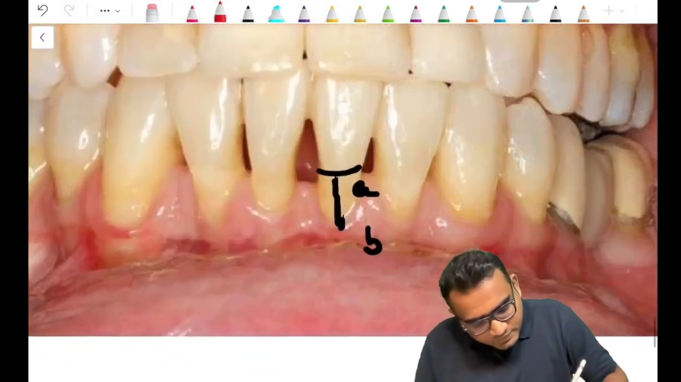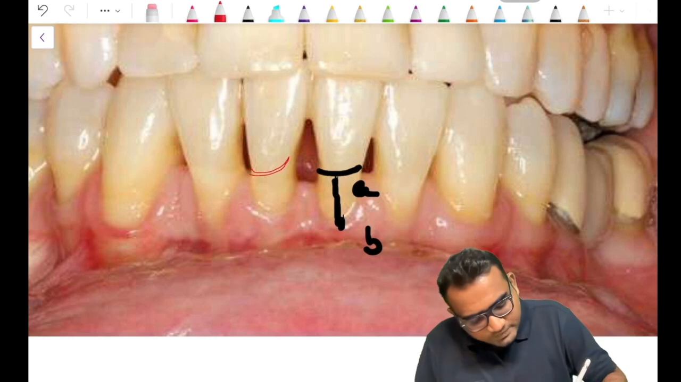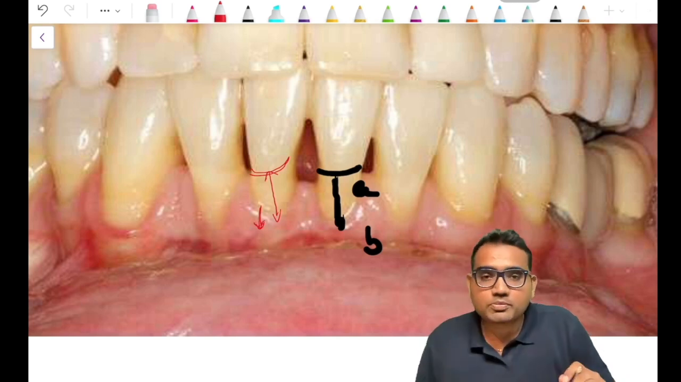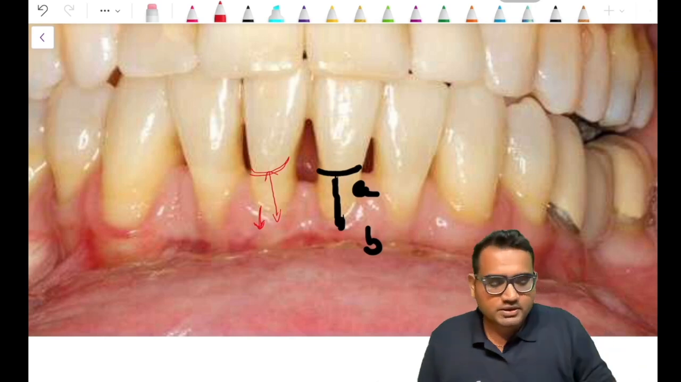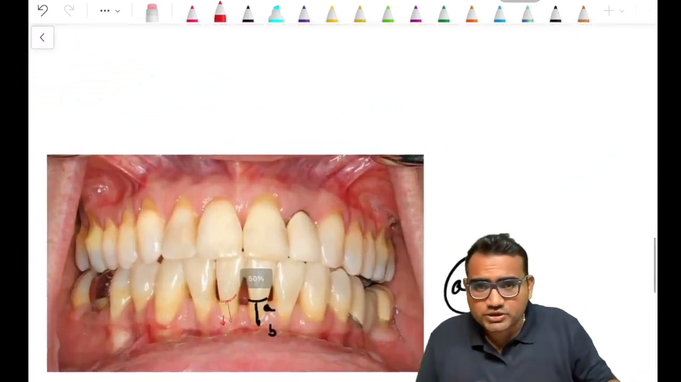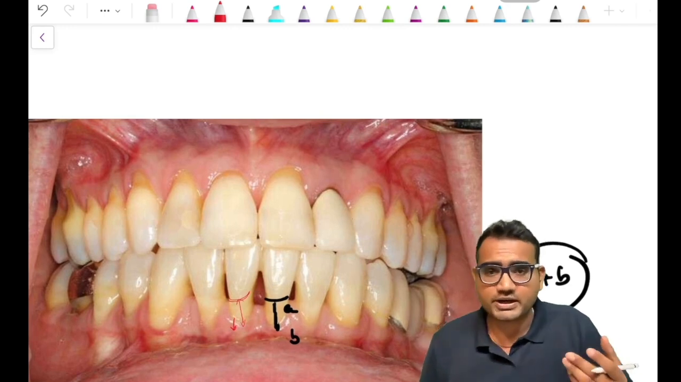Take a look at this tooth. Okay, this is the CEJ. I'm going to measure the distance from the CEJ to the gingival margin, and then insert the probe and do a probing depth measurement. I'm going to add these two values. This is for the category 3 group, where the gingival margin is apical to the level of CEJ, and you are going to measure the clinical attachment level.